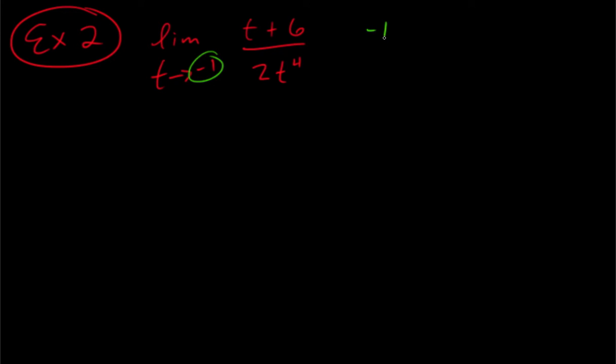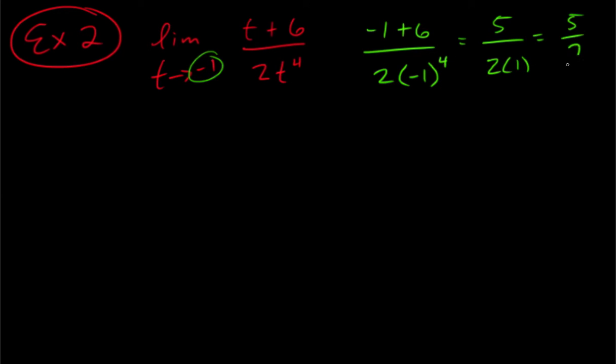So -1 plus 6, over 2, -1 to the 4. I don't think there's any issues with this. The top just goes to a 5. -1 to the 4th is just 1. So that leaves us with 5 halves for that limit.